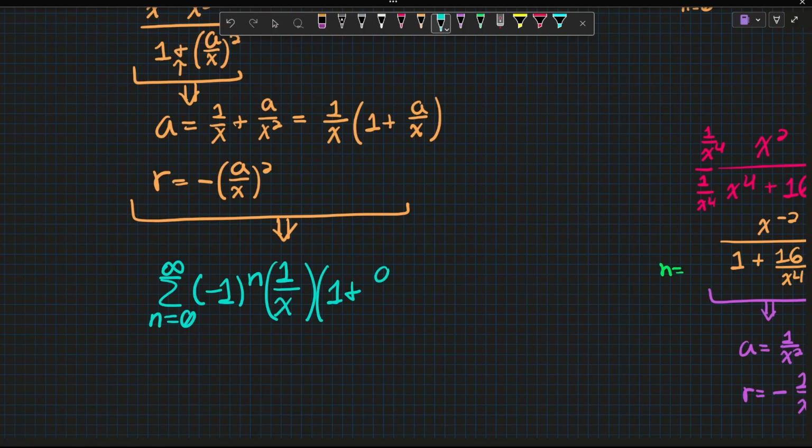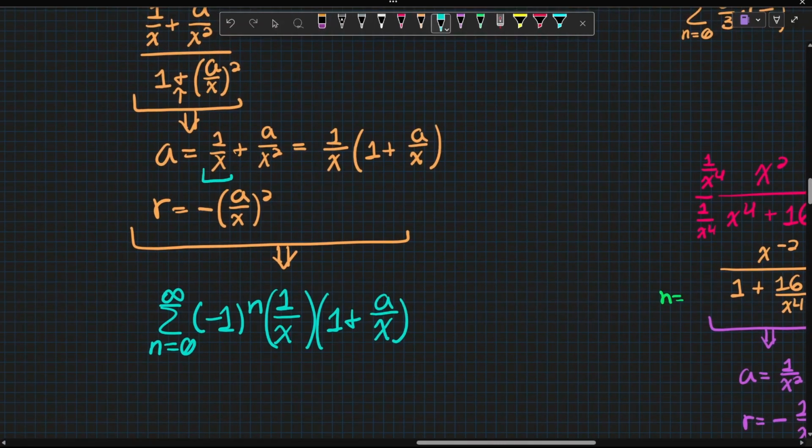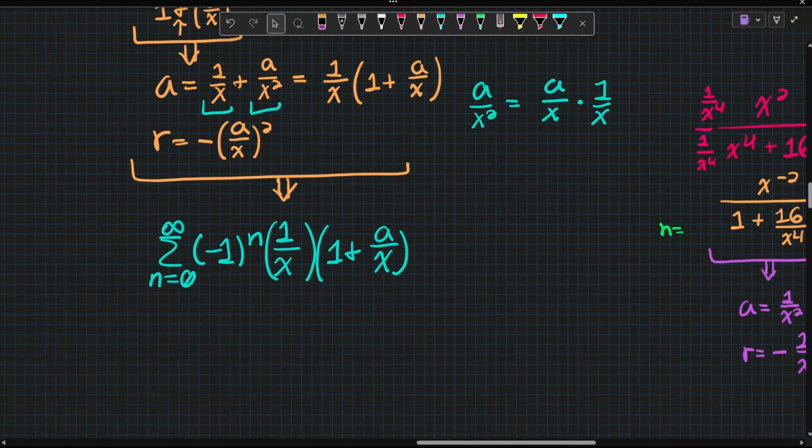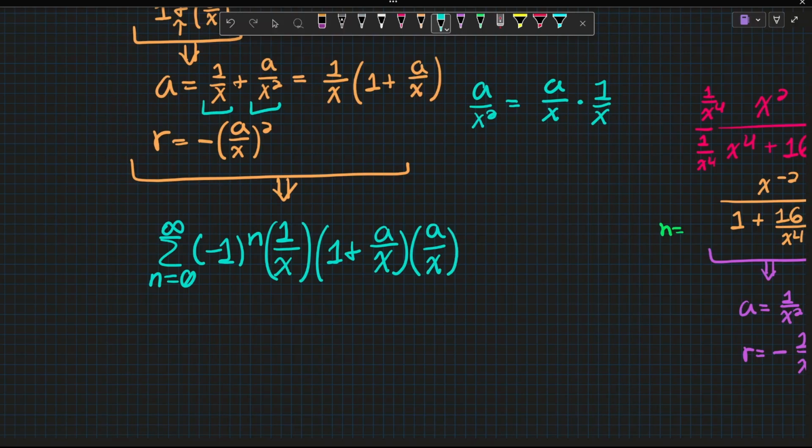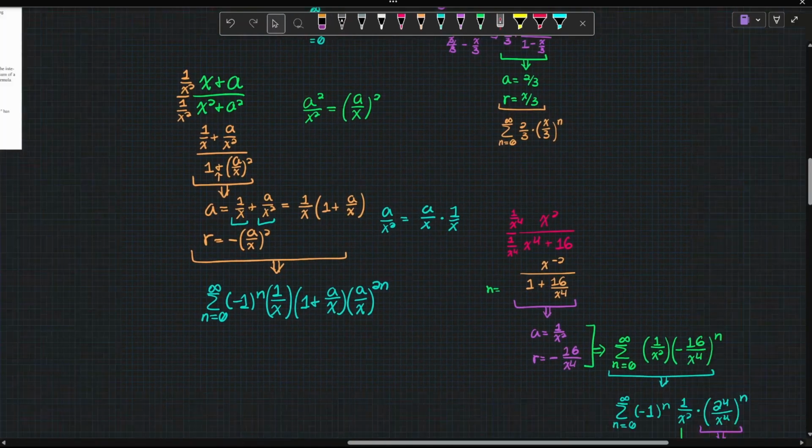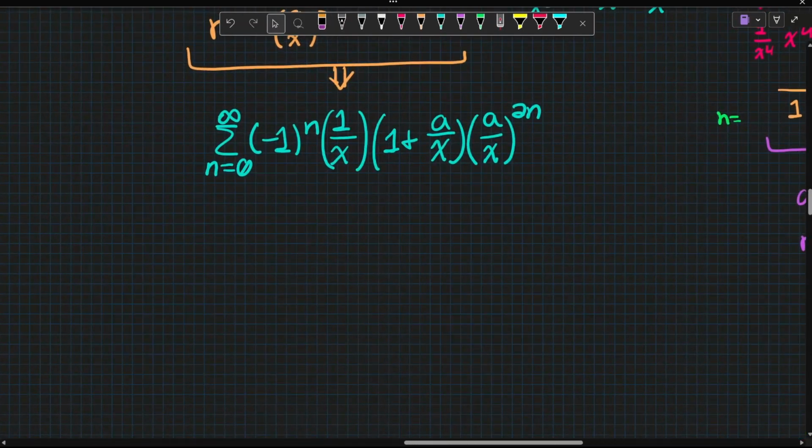1 plus a over x. And again here, I took out the common factor of 1 over x because a over x squared can be written as a over x to the 2, and then you bring the term a over x to the 2 to the n, but you can simplify that as 2n. Alright, now you must find the radius of convergence for this.